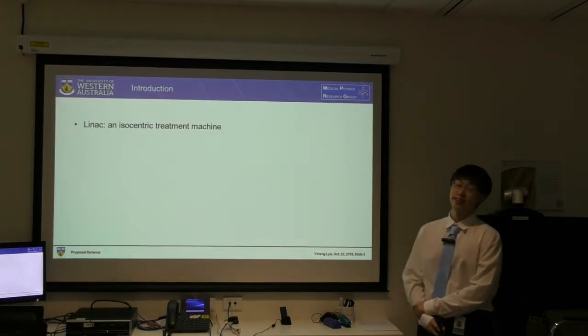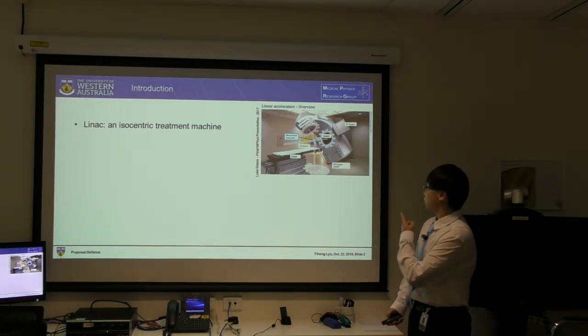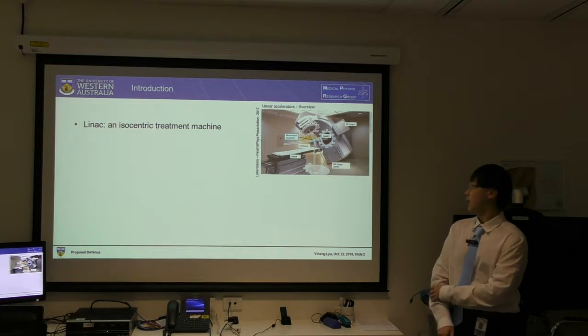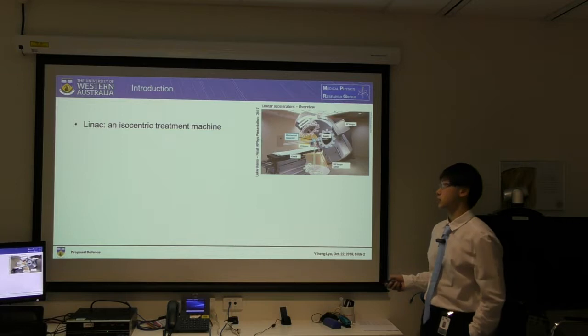So first, a Linac is an isocentric treatment machine. As we can see in this picture, the axis of rotation of the gantry, the blue one, the collimator, the red one, and the couch, the green one, all intersect at a point, and that's the mechanical isocenter.